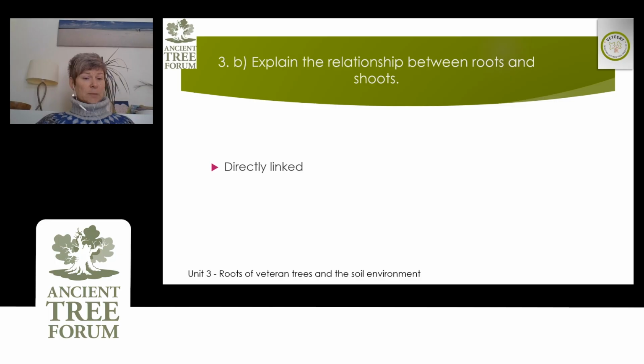You need to be able to explain the relationship between roots and shoots. And I guess that's a relatively simple point here, that they're directly linked, that there's a balance between the root and the shoot volume, and impacting on shoots will impact on the roots in turn. And that signs of ill health in the crown may also be related to root damage and water availability or nutrient uptake. So they're directly linked, and that's something that you need to be able to explain.